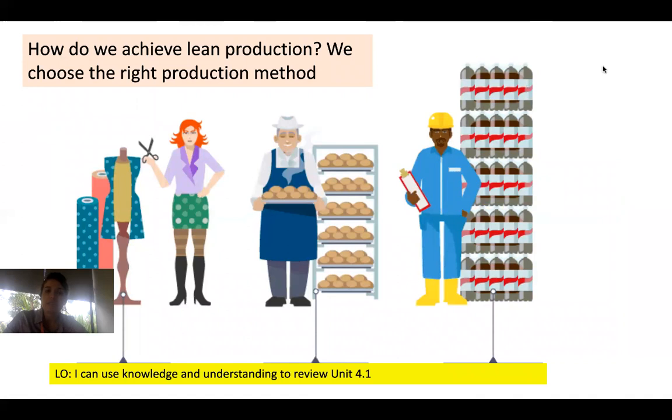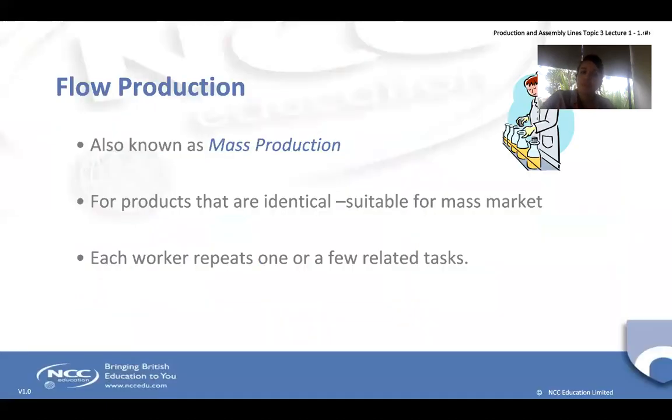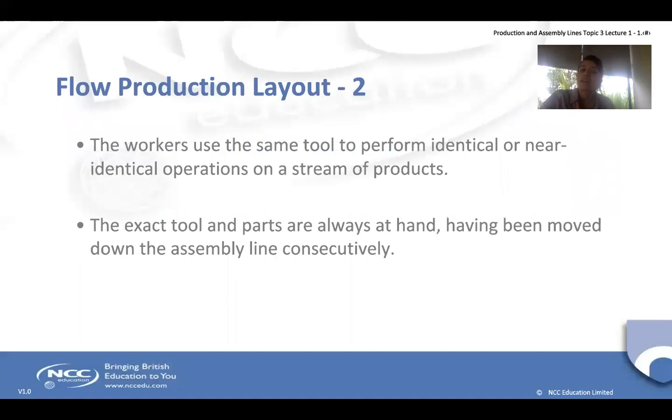So how do we achieve lean production? Also, we need to choose the right production method. So there are three key production methods: job production, batch production, and flow production. So flow production is when products are identical, they're suitable for the mass market, and workers repeat a few tasks. The workers use the same tool and they are just doing one thing. So they are specialists at one thing.